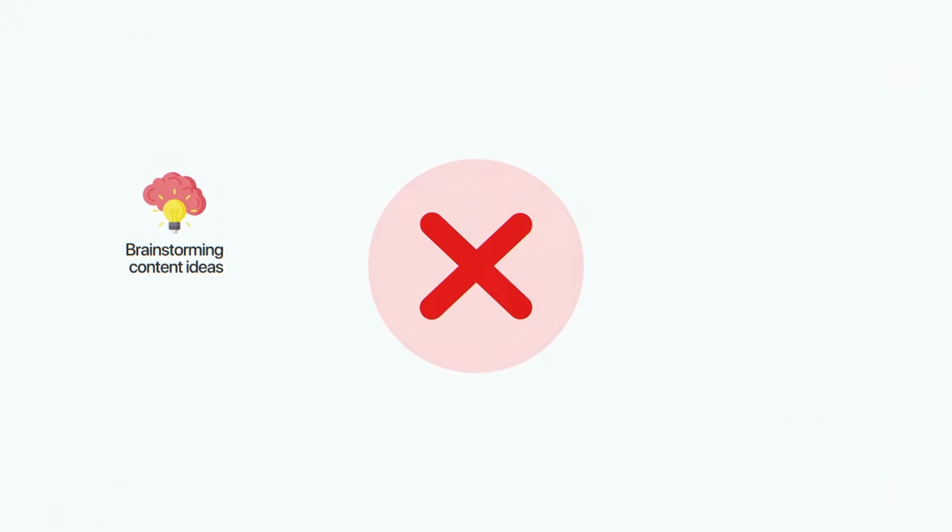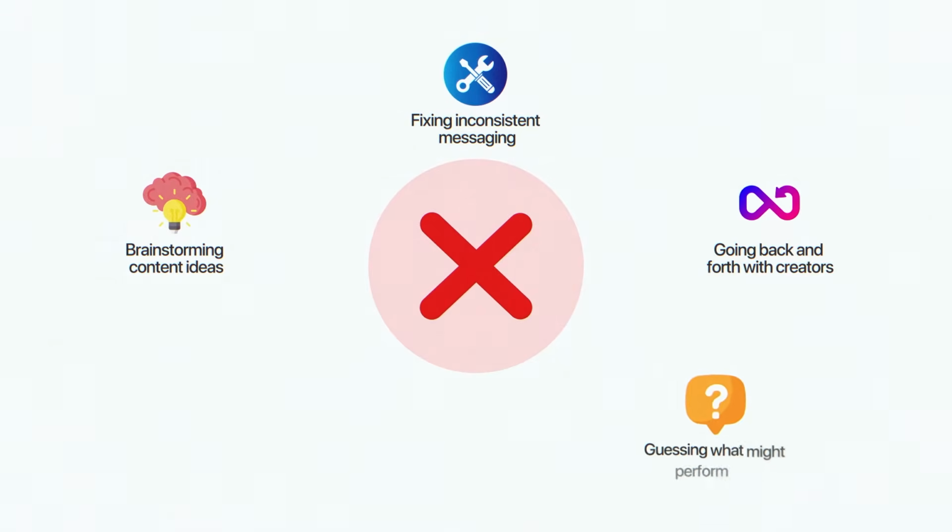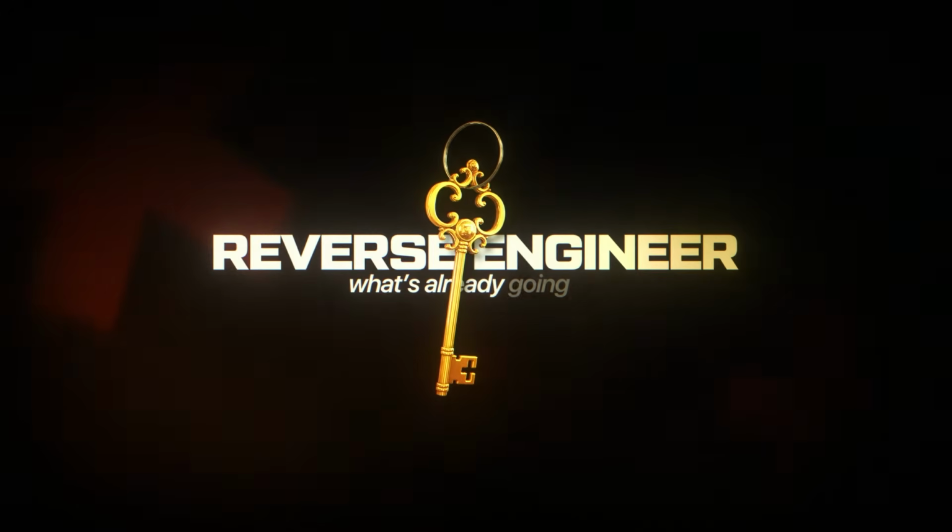So rather than starting from scratch every single time, you can save yourself countless hours by eliminating brainstorming content ideas, fixing inconsistent messaging, going back and forth with creators, guessing what might perform well, or dealing with creative burnout without really new ideas to go on. The key is to reverse engineer what's already going viral. And without using proven concepts, every failed piece of content drains both your time and your budget.